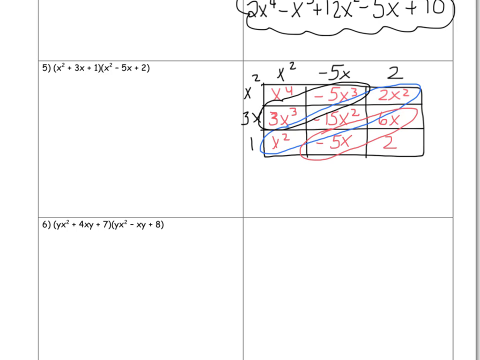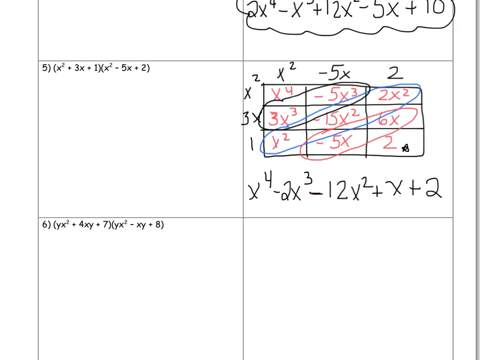So you're going to bring down the x to the fourth. Now what's x to the thirds? Let's see. What's 3x to the third plus negative 5x to the third? You should be saying negative 2x to the third. Now please add 1, negative 15, and 2. Your answer should be negative 12. So negative 12x squared. And now take your negative 5 and 6 and add those. And you should get plus x. And then bring down this last guy, which is a 2. And that should be your final answer.